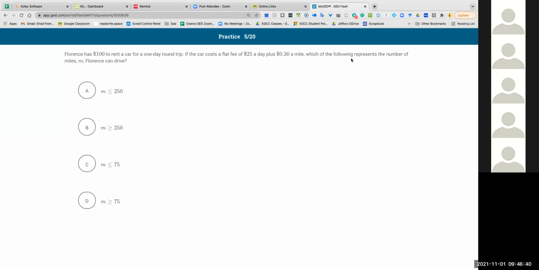Okay, this is a good, strong GED question. It looks straightforward, but they stack an awful lot of skills onto this. Florence has $100 to rent a car for a 1-day round trip. If a car costs a flat fee of $25 a day plus 30 cents a mile, which of these represents an expression or an inequality that you can drive?